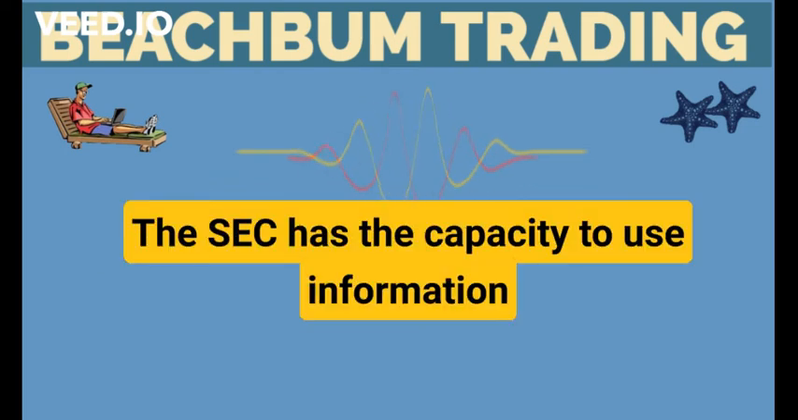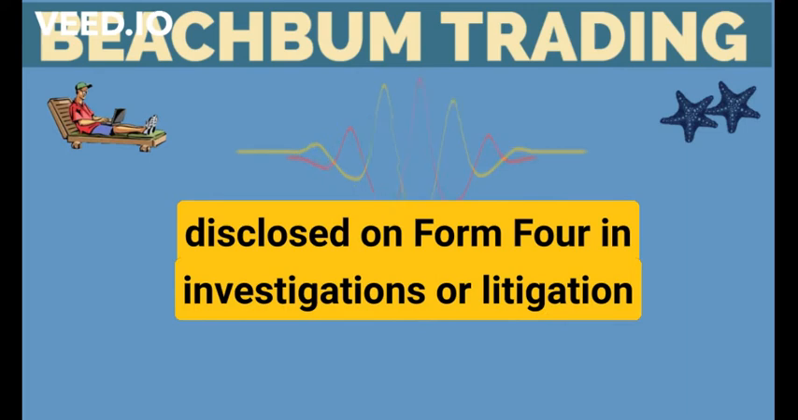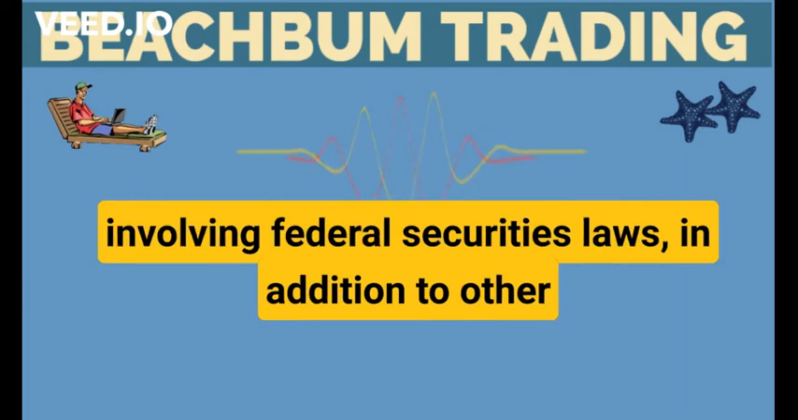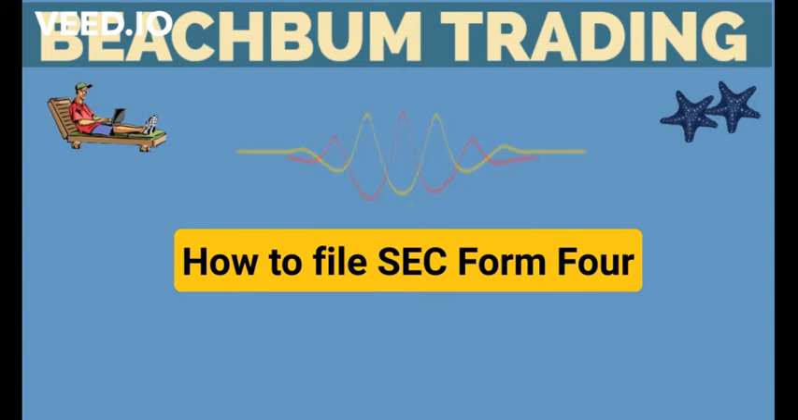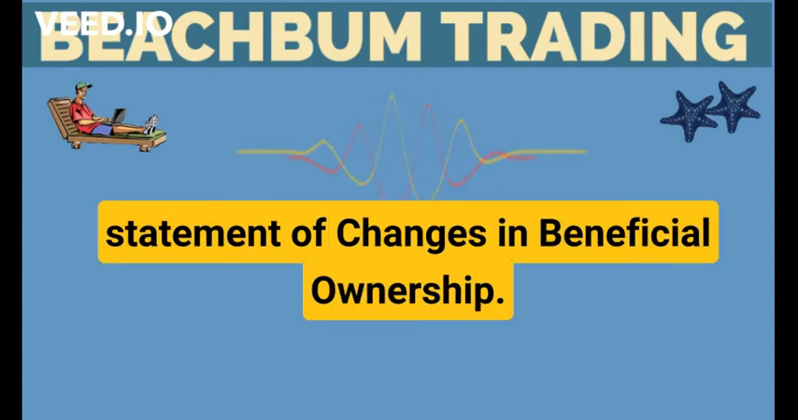The SEC has the capacity to use information disclosed on Form 4 in investigations or litigation involving federal securities laws, in addition to other civil, criminal, or regulatory statutes or provisions. How to file SEC Form 4, Statement of Changes in Beneficial Ownership.